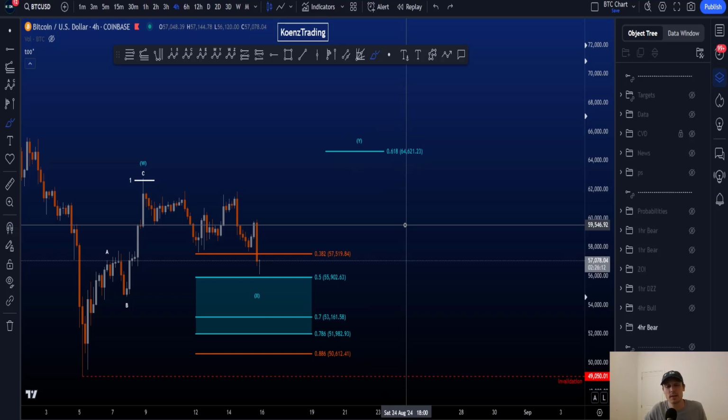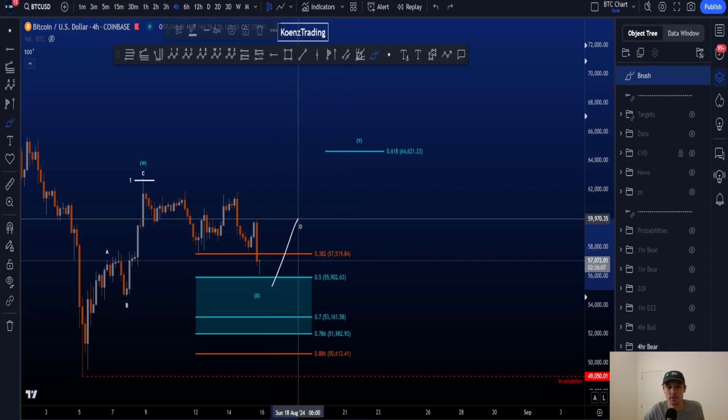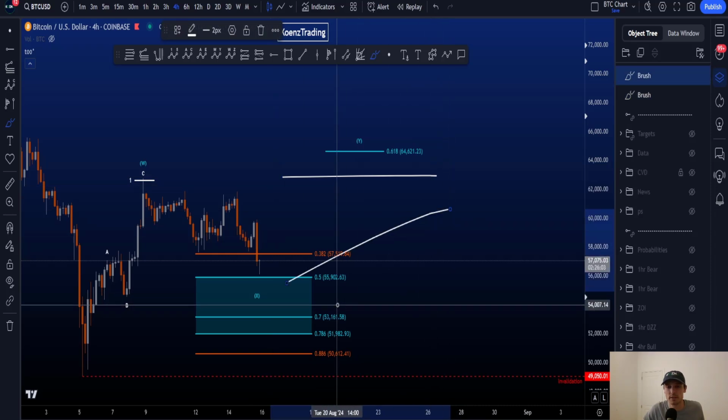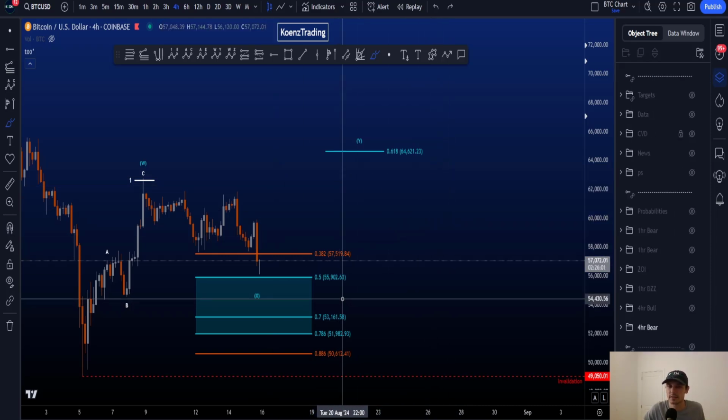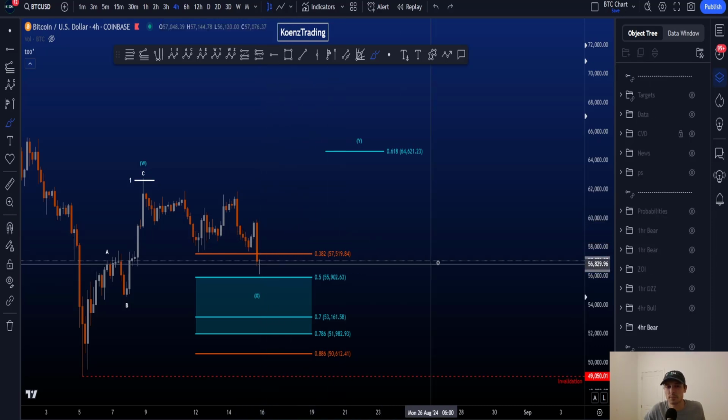Now, a wave Y can be one of 3 structures. It can be a zigzag to the upside, it can be a flat structure to the upside, or it can become a bigger triangle, but we have to wait and see what kind of structure we get once we start to move towards the upside locally.